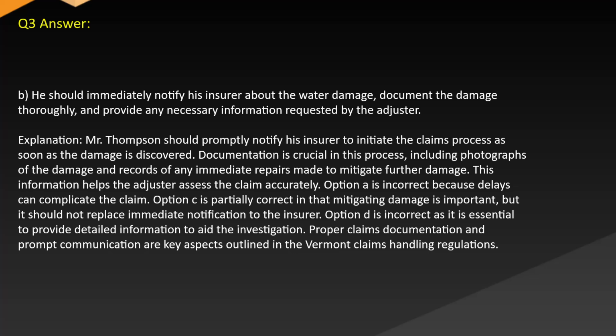Option A is incorrect because delays can complicate the claim. Option C is partially correct in that mitigating damage is important, but it should not replace immediate notification to the insurer. Option D is incorrect as it is essential to provide detailed information to aid the investigation. Proper claims documentation and prompt communication are key aspects outlined in the Vermont Claims Handling Regulations.